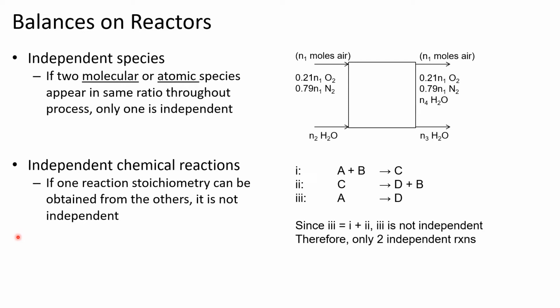Before we perform balances on reactors, we'll do degree of freedom analysis. And in these degree of freedom analyses, we need to be able to identify independent species, both molecular and atomic species, as well as independent chemical reactions.